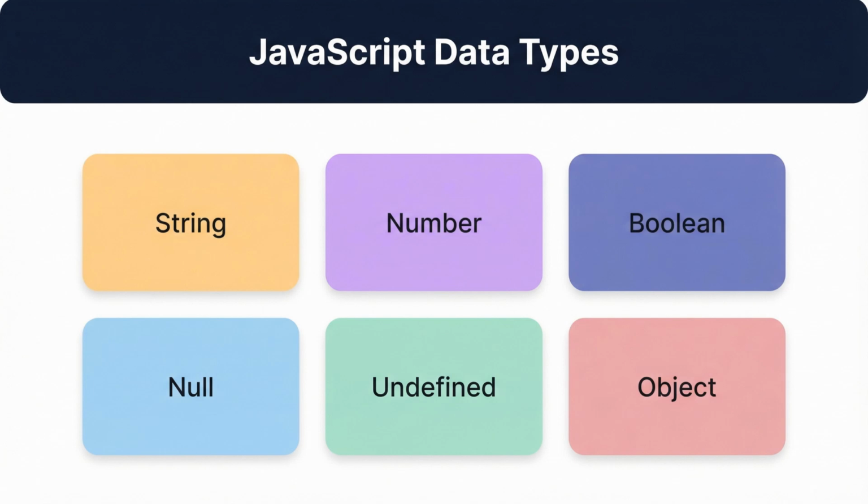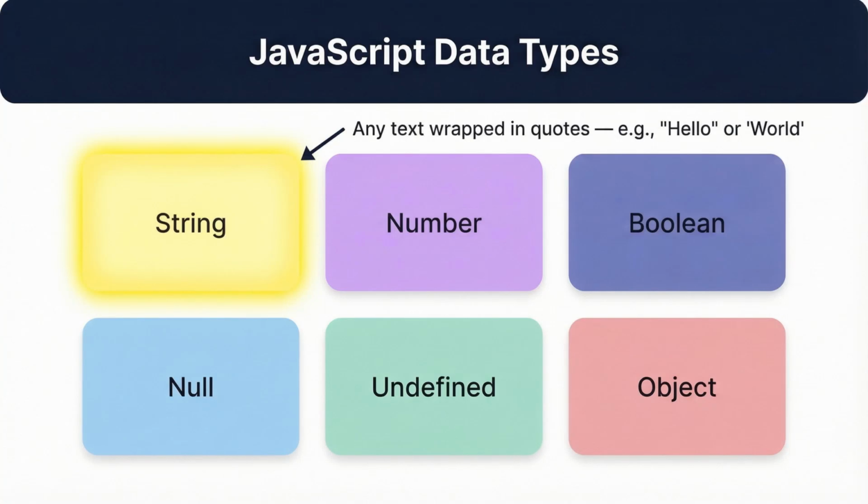Now, let's dig into one of the most foundational concepts in any programming language, data types. Every piece of information your program works with has a type. In JavaScript, the main data types are string, number, boolean, null, undefined, and object. Understanding what each one means will shape how you write every single line of code going forward.